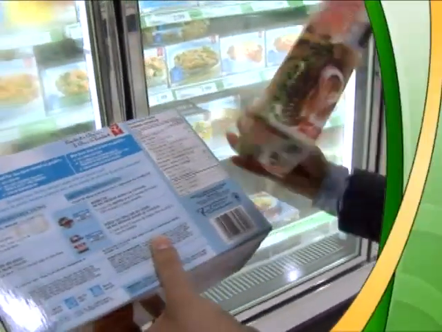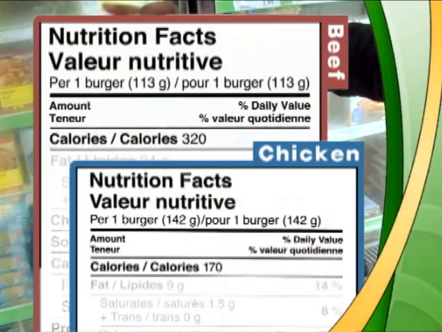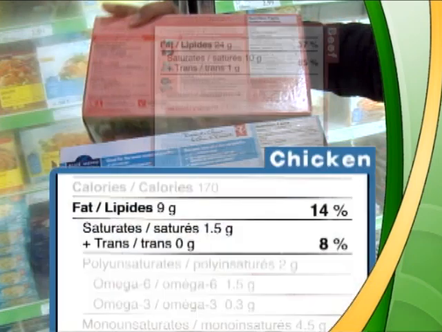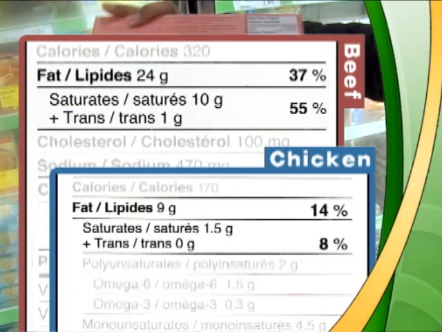Let's compare these frozen hamburgers to frozen chicken burgers. The serving sizes are relatively similar. Beef burgers have 320 calories versus the chicken burgers, which have 170 calories. Beef burgers have 37% daily value of fat and 55% daily value of saturated and trans fats. Chicken burgers have 14% daily value of fat and 8% daily value of saturated fats. So which do you think is the healthier option?